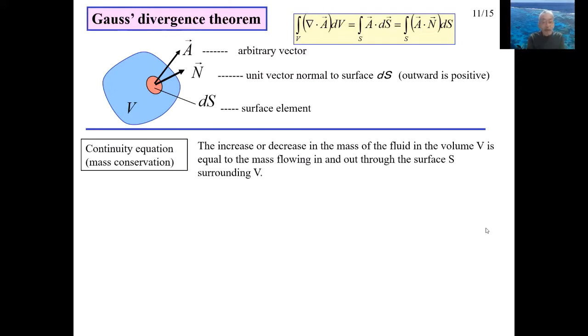The law of mass conservation can be described in words as follows. The increase or decrease in the mass of the fluid in the volume V is equal to the mass of the fluid flowing in and out through the surface S surrounding V. This description of mass conservation can be expressed by this equation.